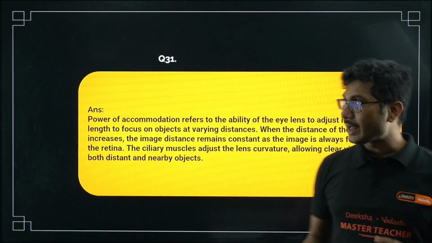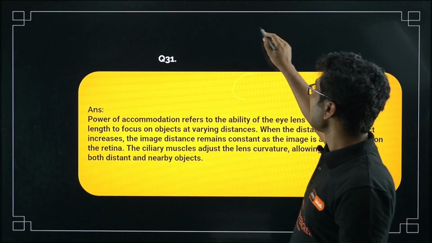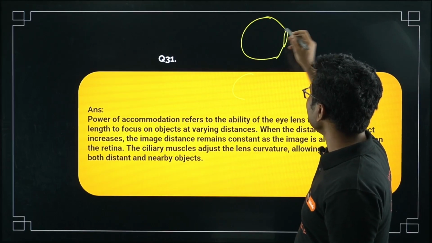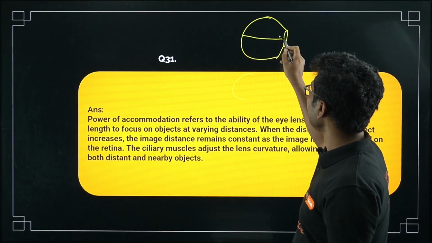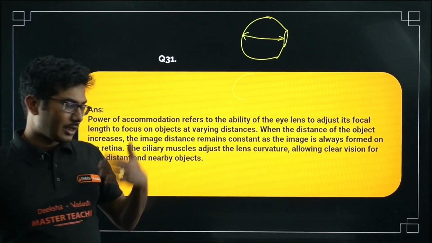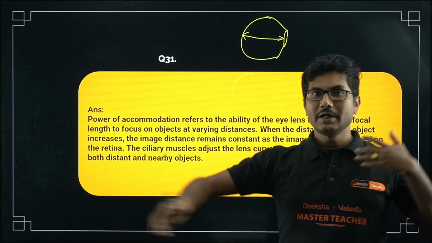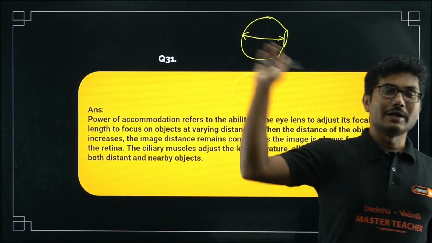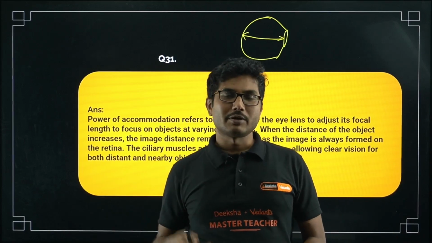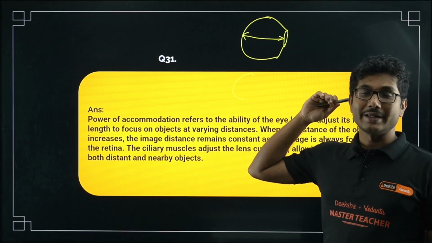So you have to remember why the human eye is so beautiful. Suppose this is the human eye, and this is the eye lens. Now the distance between the eye lens and the retina is always fixed, unlike fixed focal length lenses, where you can adjust the screen distance based on whatever you are seeing. This distance for our human eye is fixed.